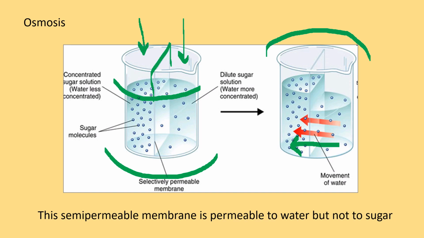Glucose molecules can't pass through this membrane, right? It's semi-permeable. Water molecules can pass through, sugar molecules cannot pass through. And so how do we achieve equilibrium? How do we make these two solutions equal in concentration? Water is the only thing that can move. The water molecules will move from the area of low concentration to the area of high concentration. And that causes the volume of fluid in one compartment to go up and the volume of fluid in the other compartment to go down, as more water molecules leave the compartment on the right and move over to the compartment on the left.